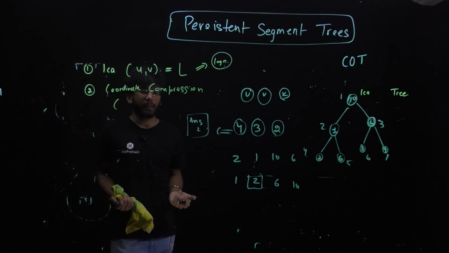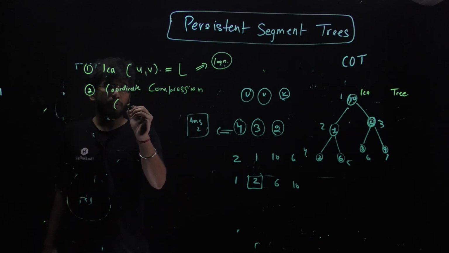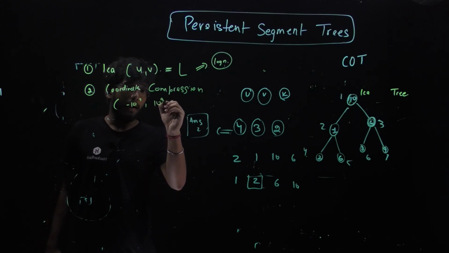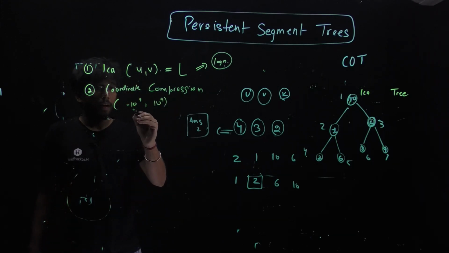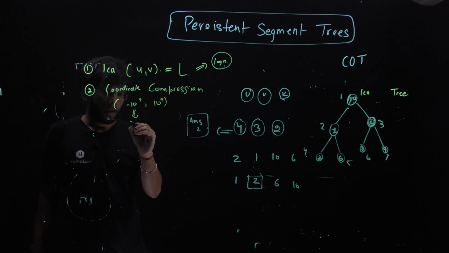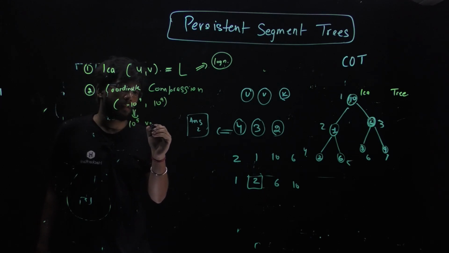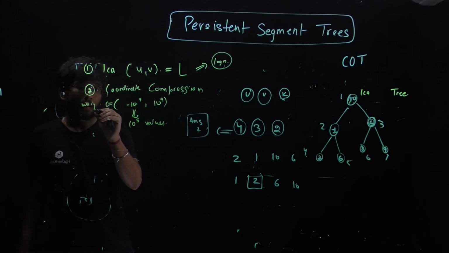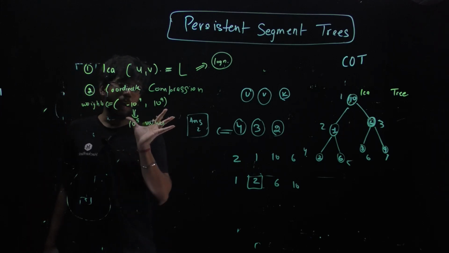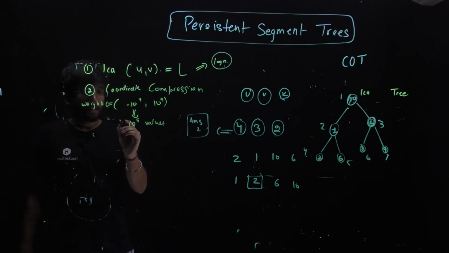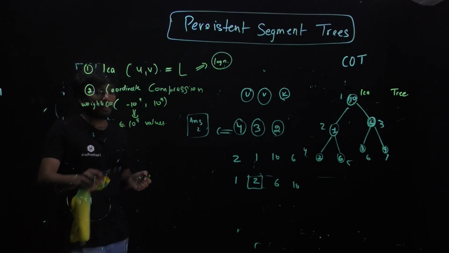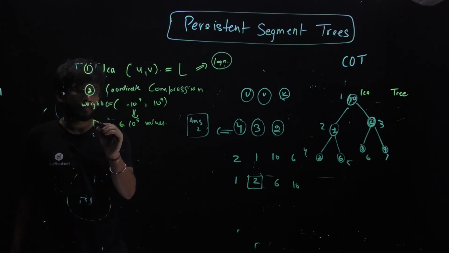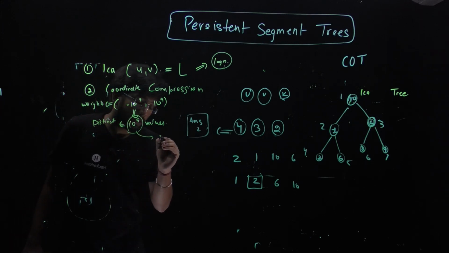For example, let's assume I have some values ranging from minus 10 to the power 9 to 10 to the power 9. But there can be only at max 10 to the power 5 values, which is actually the case for our weights. The weights can range anywhere between these, but there can be only these many distinct values, because there are only at max these nodes in the tree.